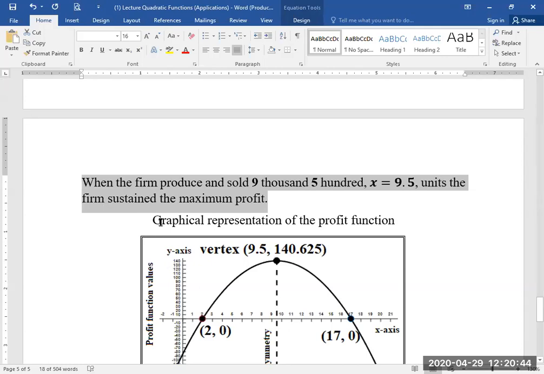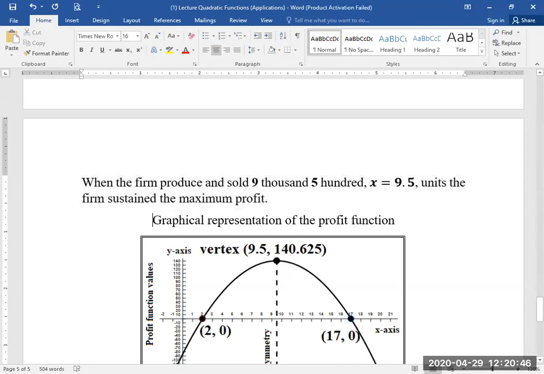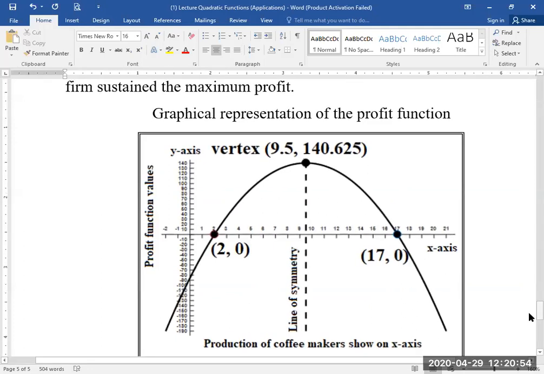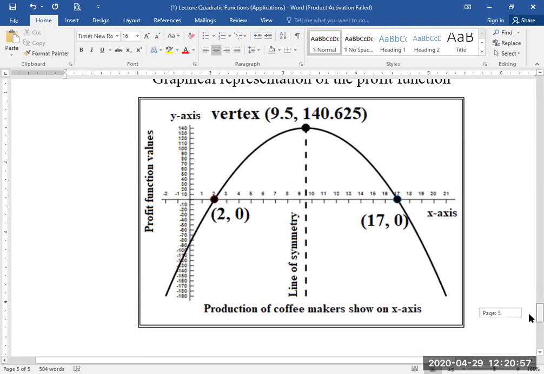Okay, now this is the graphical representation which wasn't asked of us, but for the understanding of the problem, I have done this. Okay, students, this is the vertex, this is the maximum point. This is the graph of the profit function that we found in the previous problems. On the y-axis are the profit function values, and on the x-axis is the production of the coffee makers.